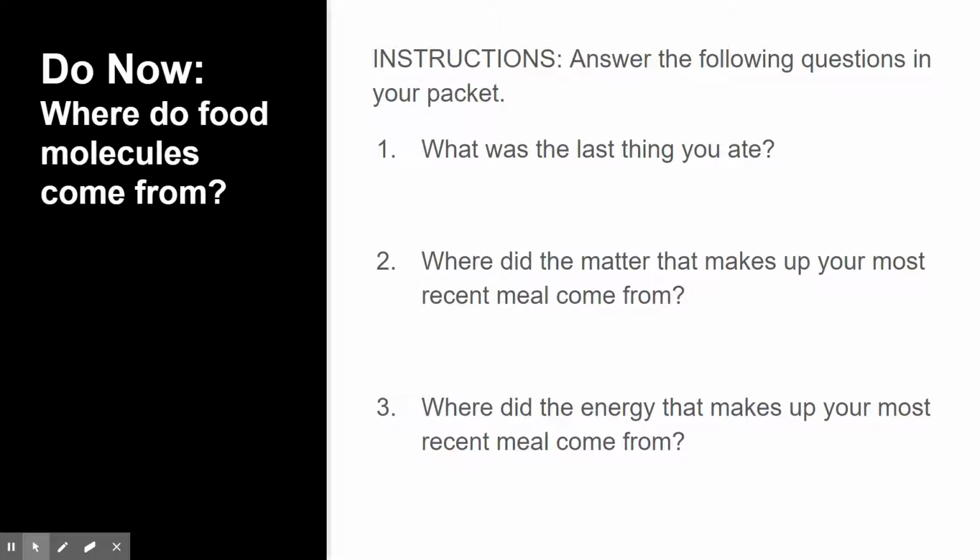So when you get to that point, try to push yourself further. Where did that sugar come from? How did it get its energy?